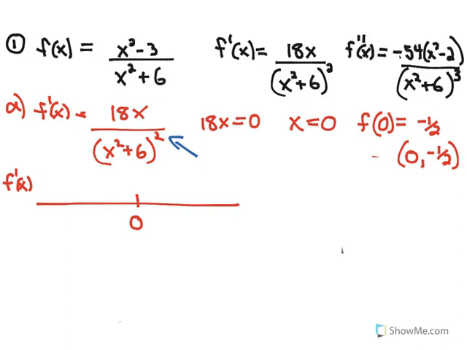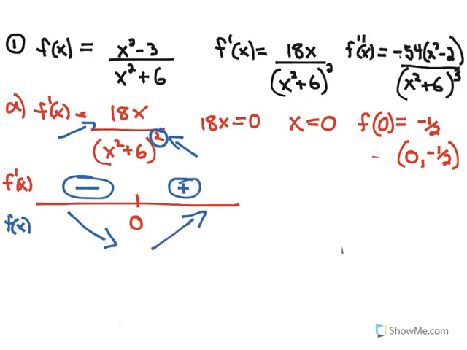When you plug in a negative number, first of all, one thing to notice is because of this squared on the bottom, it's always positive, so you don't even need to worry about that. The top is 18x, so when you plug in a negative number, something less than 0, you're going to get negative, which means that the function f of x is decreasing to that point. And when you plug in something positive, you'll get a positive over a positive, which means f of x is increasing. So we test around the critical numbers in the first derivative to see what we get for the signs of the first derivative, which match up to the direction of f of x.